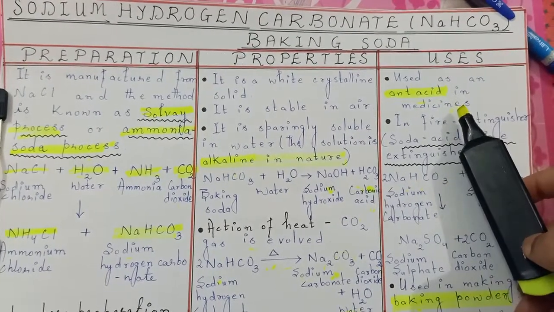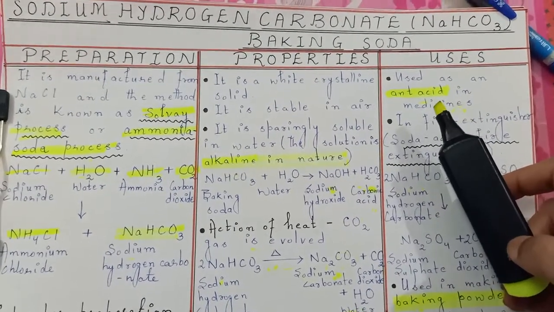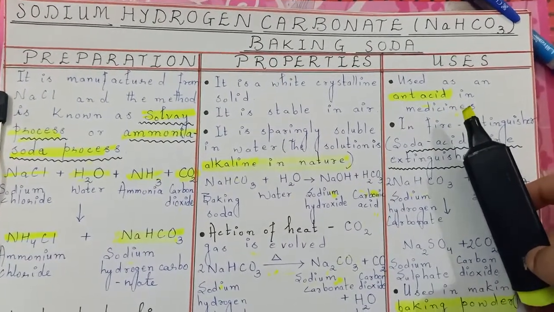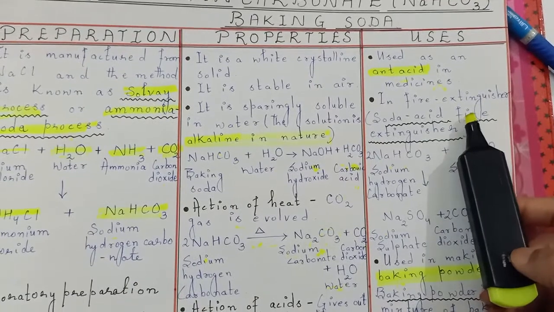Now coming on to the uses of this compound, sodium hydrogen carbonate is used as an antacid in medicine. Now what do you mean by antacid? Antacids are basically mild bases which act against acids. Next, it is used in fire extinguishers.